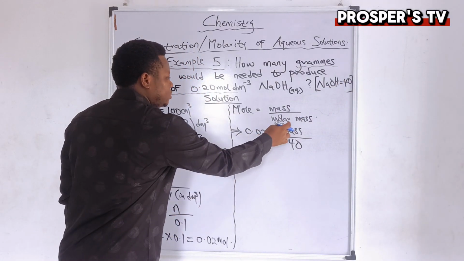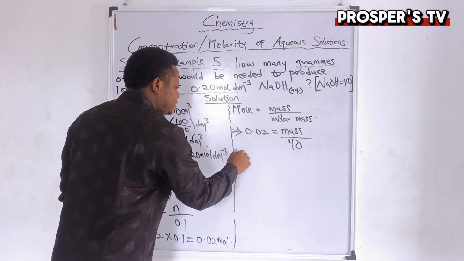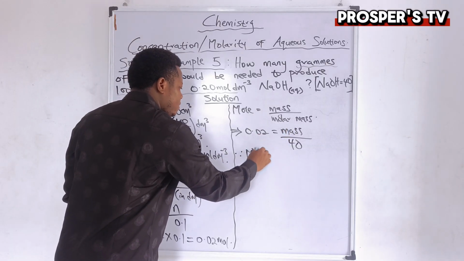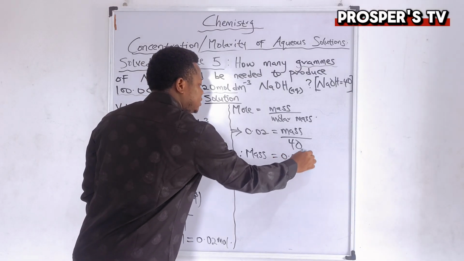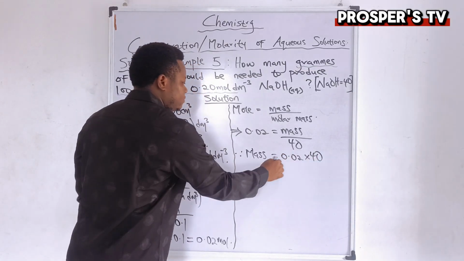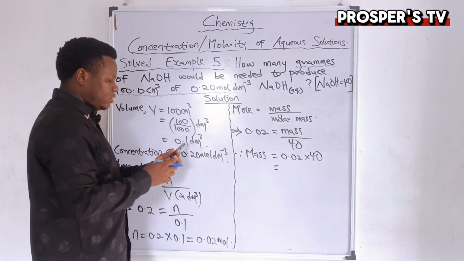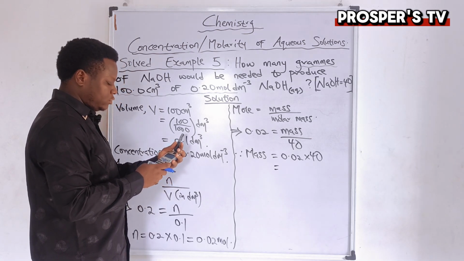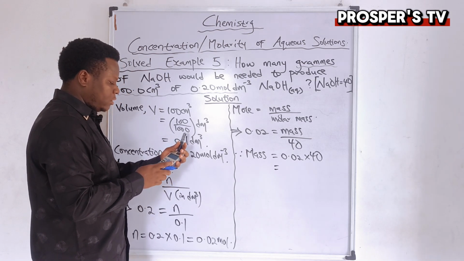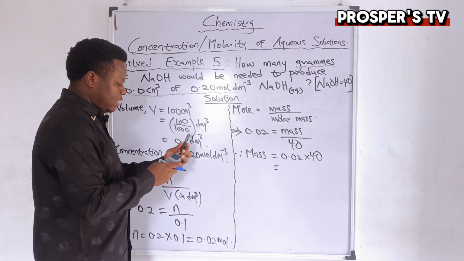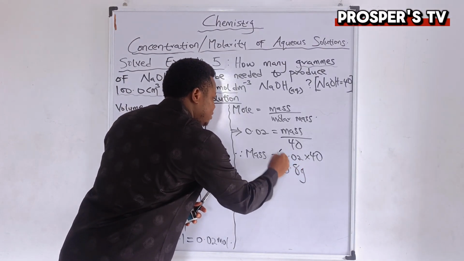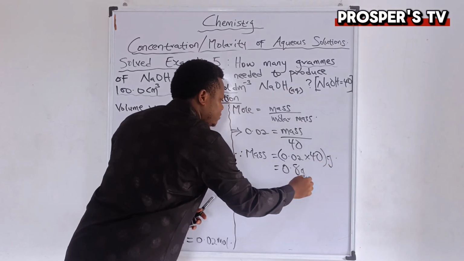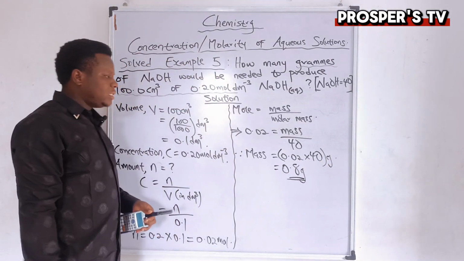So when you cross multiply, you have that your mass would be equal to 0.02 times 40. So you punch your calculator, 0.02 times 40. That will give you 0.8 grams. Mass is in grams. So that's your answer. It's as simple as that.